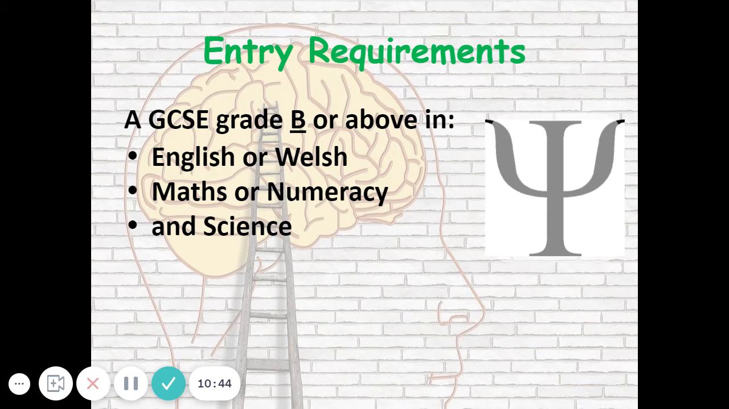You'd also ideally have a B in maths or numeracy. So this is going to help us with our research methods when we need to analyse our data. And finally, we'd be looking for a B or above in science. So science is clearly going to link with our biological approach and looking at how the brain works. But also you can link to our research methods because it's likely that you've done some kind of experimentation in science. So you may find that that helps you with research methods.